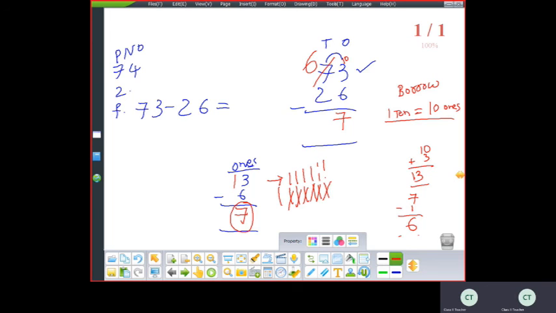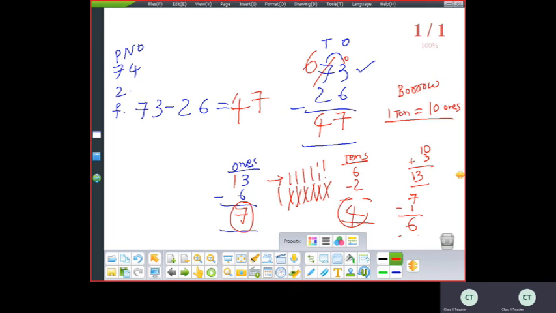Now subtraction on 10. The digits from the 10 place are 6 and 2. 6 minus 2 is 4. This answer 4 we write in the 10 place. 4 and 7, 47. 73 minus 26 is equal to 47. This is the solution for F from question number 2, page number 74.